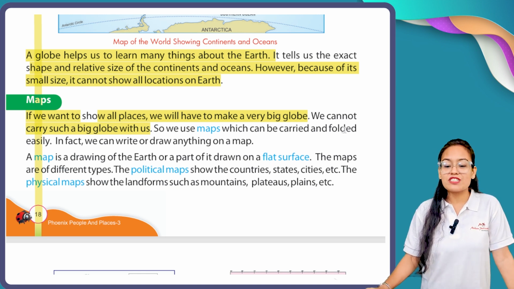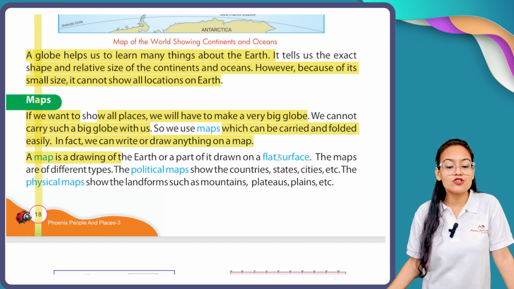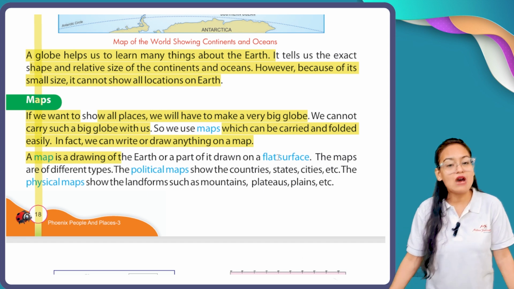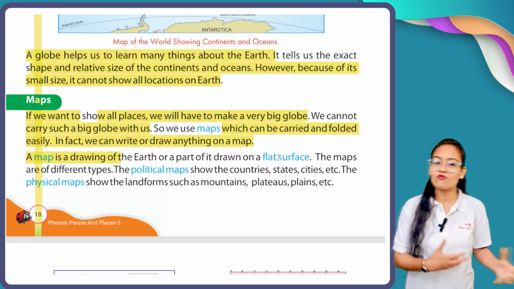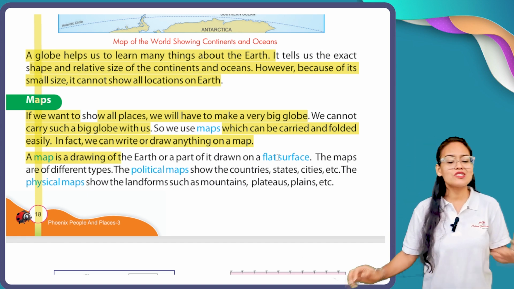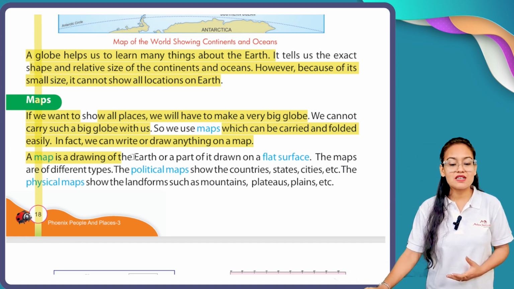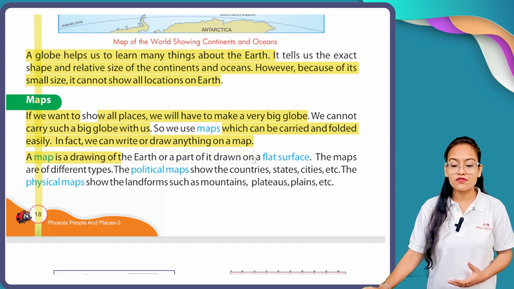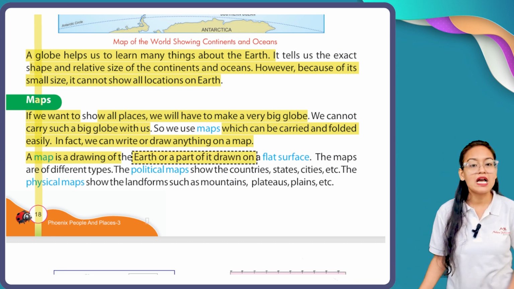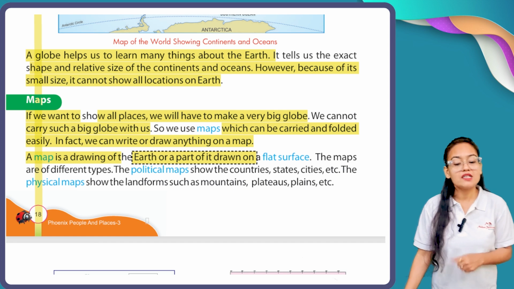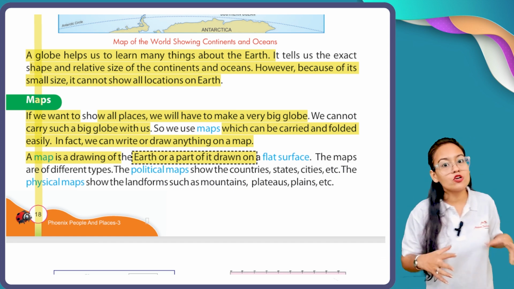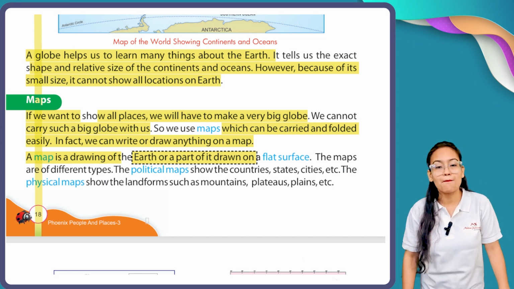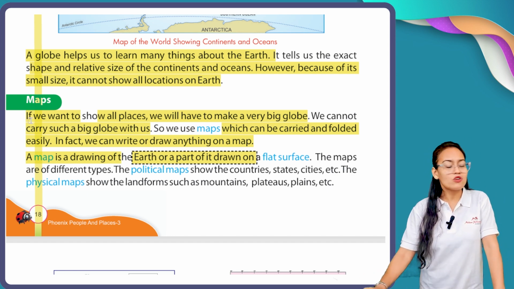Maps can be carried and folded easily. In fact, we can write or draw anything on the map. Maps are very easily carried from one place to another. Now, what is the meaning of a map? A map is the drawing of the Earth or a part of it drawn on a flat surface, that is, on a plain sheet of paper.